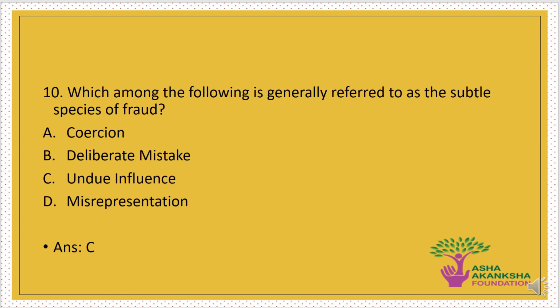Moving on to the last question. Which among the following is generally referred to as a subtle species of fraud? Options are A. Coercion, B. Deliberate mistake, C. Undue influence, or D. Misrepresentation. The correct answer to this question is option C, that is, undue influence is generally referred to as a subtle species of fraud.